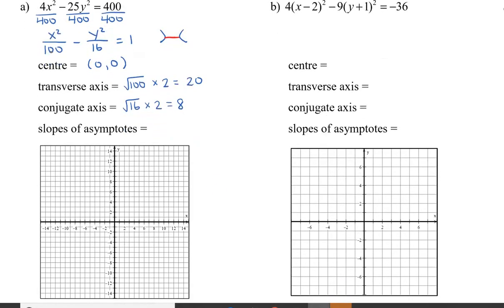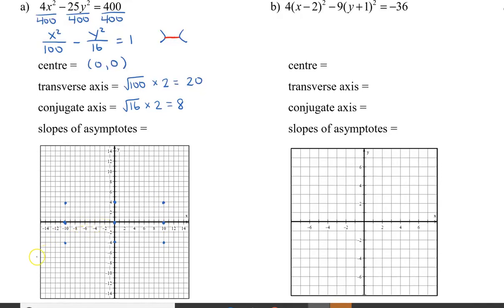Now, before we look at the asymptotes, let's draw the picture so that you have a better visual here. So the center is at 0, 0. So we're going to plot that. We're going to count 10, which is the square root of 100, in the x direction. So that goes to here and here. And then we're going to count vertically up and down by the square root of 16, which is 4. So we're going to plot that here and here. So we're going to create that rectangle. So we're going to plot the corners. And remember, the purpose of that is so that we can draw in the asymptotes.